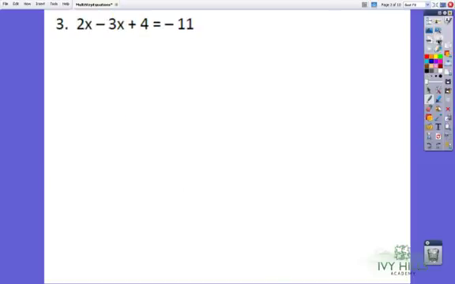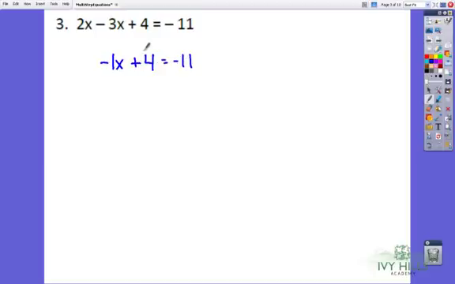For number 3, our first step is to combine like terms. As you can see, we have two variable terms on the left-hand side of this equation, a 2x and a negative 3x. When I combine those together, that will leave me with negative 1x plus 4 equals negative 11.